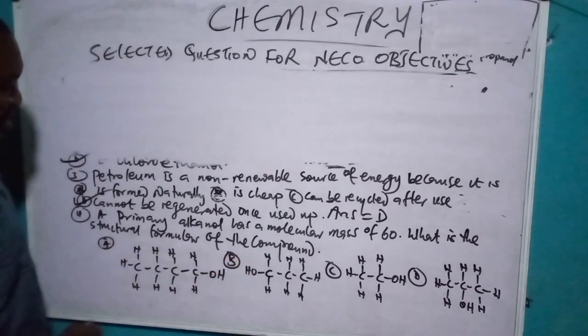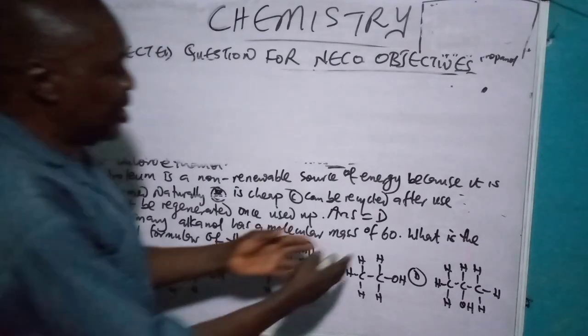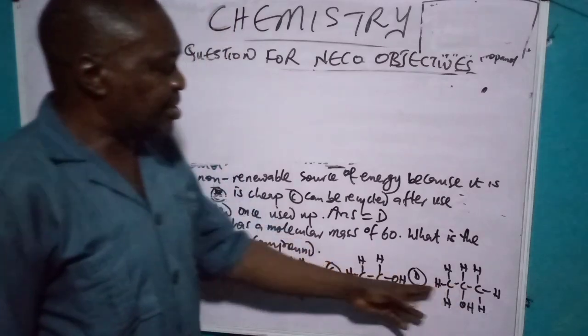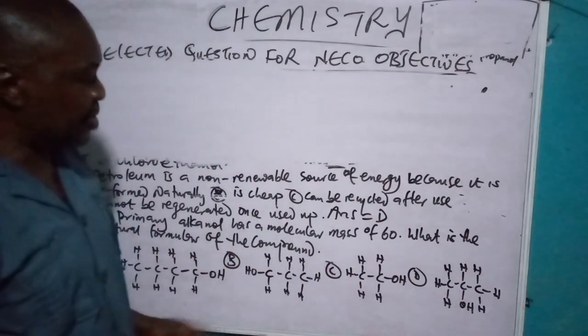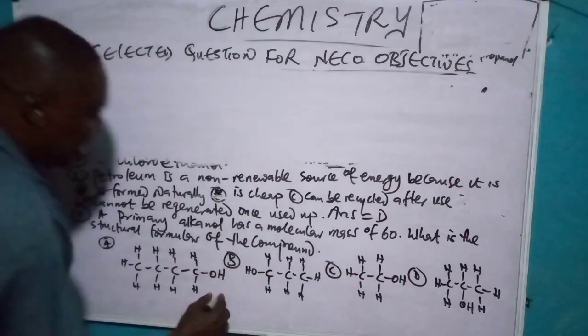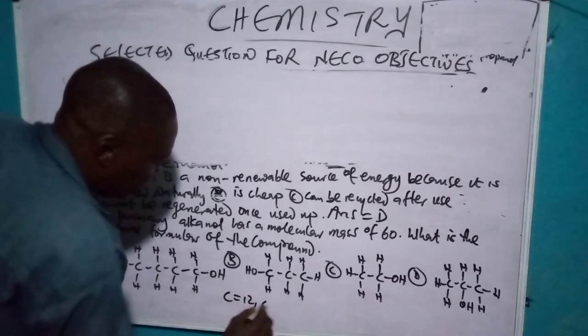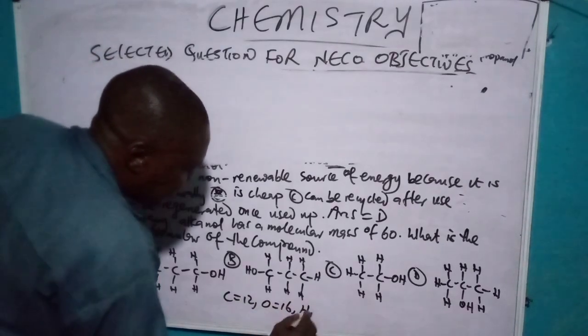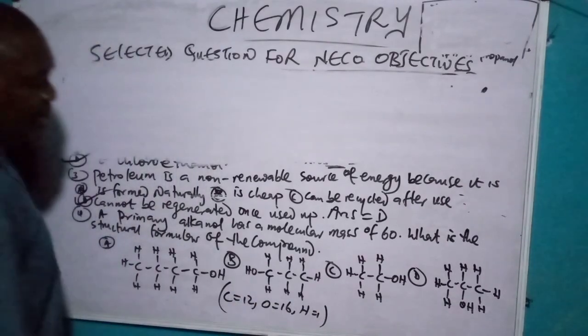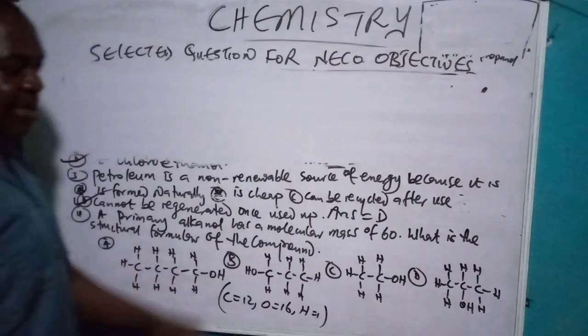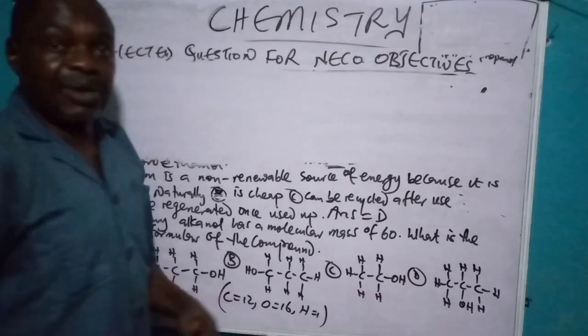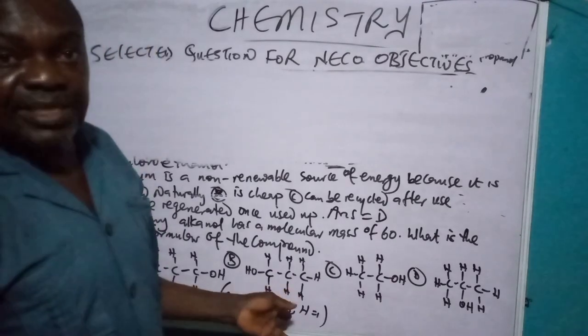Look at the first one. What you need to do: they've already told you the molecular mass. Your own is to calculate the molecular mass of each of them. And remember, you have carbon as 12, oxygen as 16, hydrogen as 1. Use these values to calculate it. Most often they give you, but in case they don't, you that are preparing for this NECO and WAEC should have an idea about them.